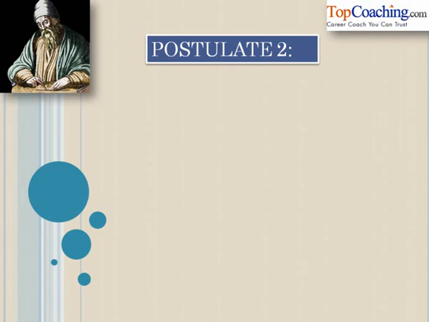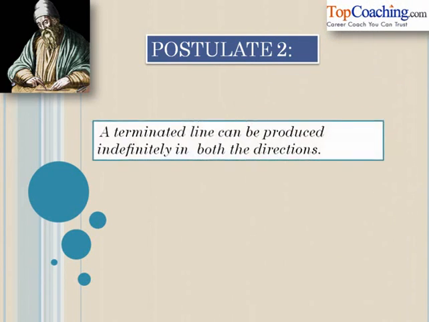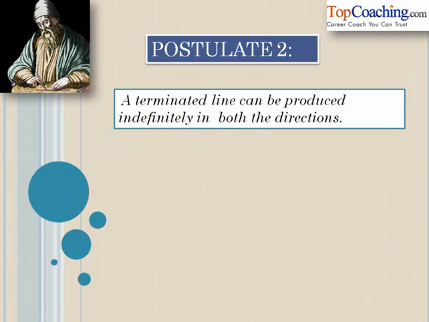Let's look at postulate number 2. It says that a terminated line can be produced indefinitely in both the directions. So this postulate says that if we have a terminated line, or a line segment, then we can produce this line segment indefinitely in both the directions.